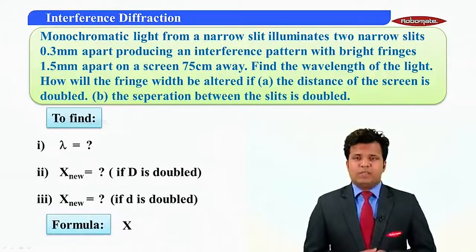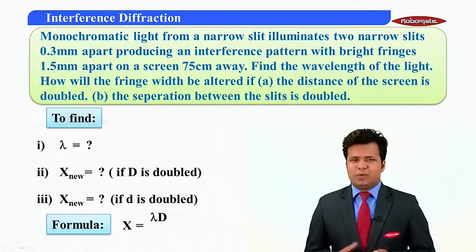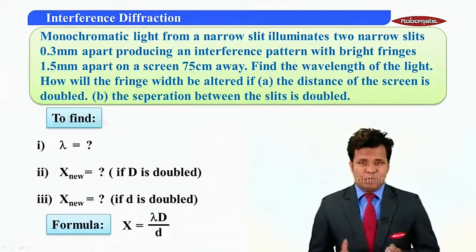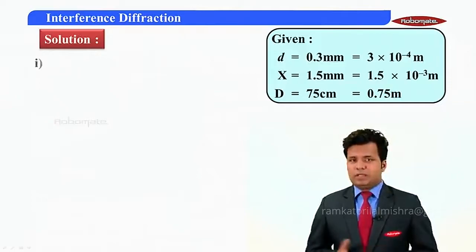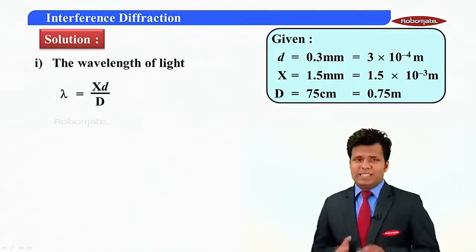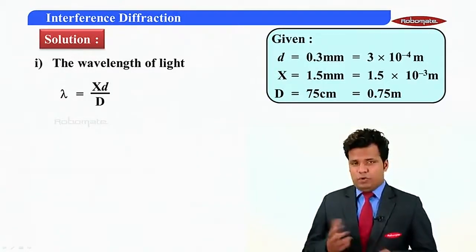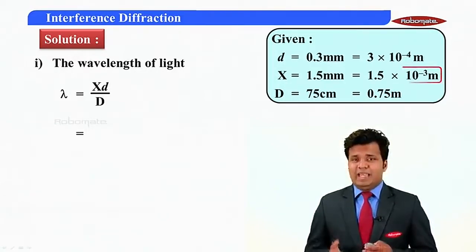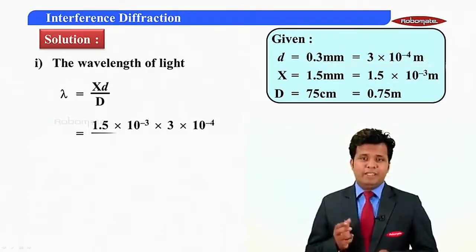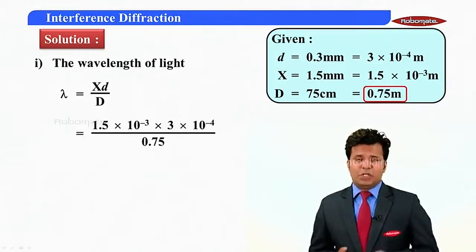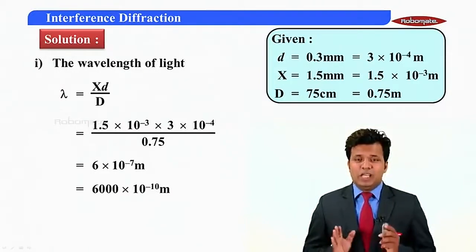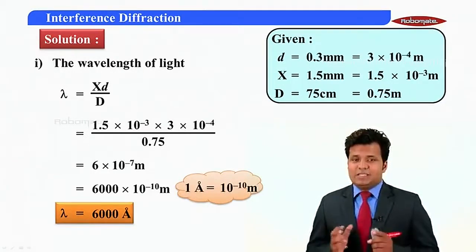The first one is lambda, and we follow the same formula, X equals lambda D by d, where X is the fringe width. So the wavelength of light, lambda, would be X d by D. We have all these things: X is 1.5 into 10 raised to minus 3 meter, small d is 3 into 10 raised to minus 4 meters, and capital D is 0.75. Substituting all these values, lambda is 6000 angstrom unit.